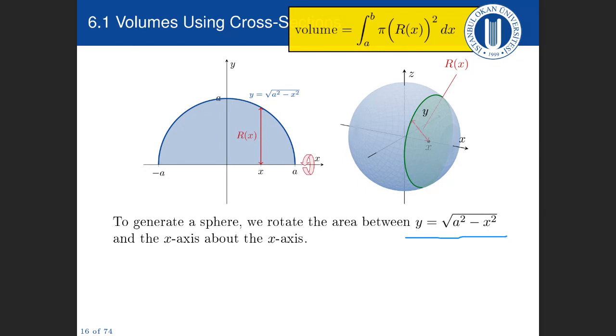So what do we have? What are our limits of integration? The smallest value of x is here, minus a, and the biggest value of x is a. So we're going to be integrating between minus a and a. And what is our radius? Well, we know the formula at the top. We know the bottom is y equal to 0. So the radius is going to be the square root of a squared minus x squared.